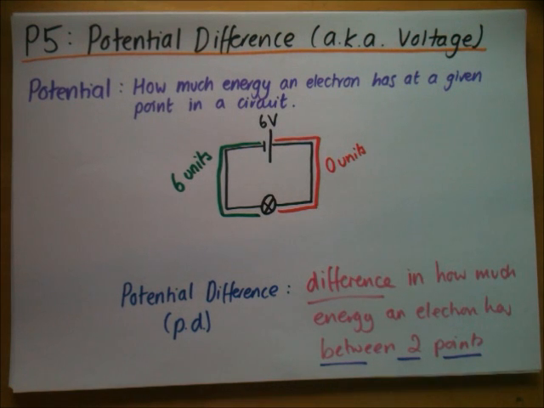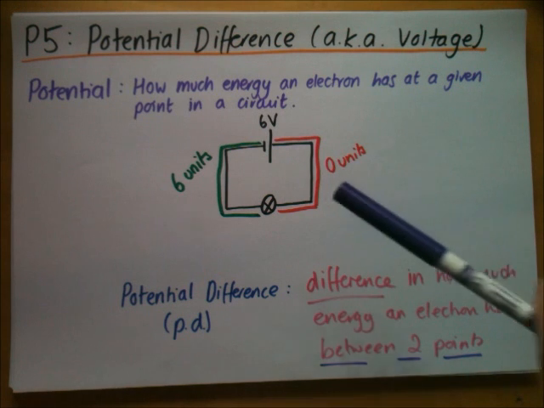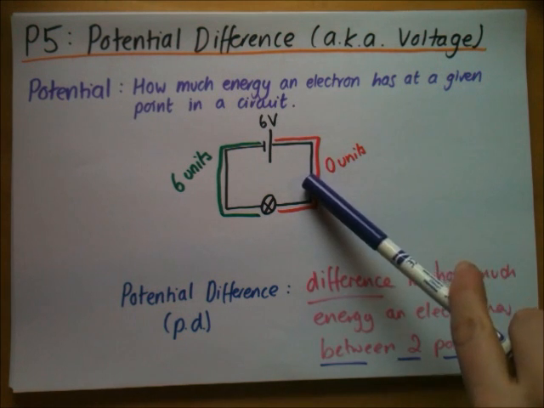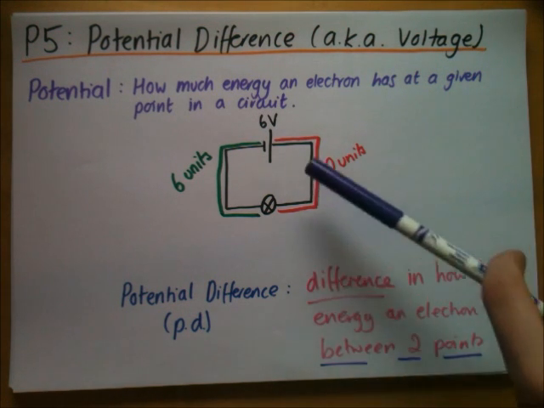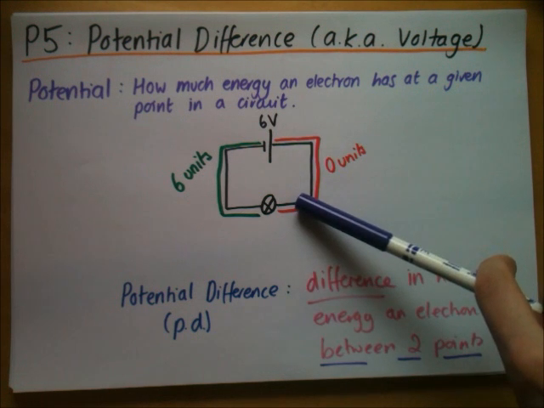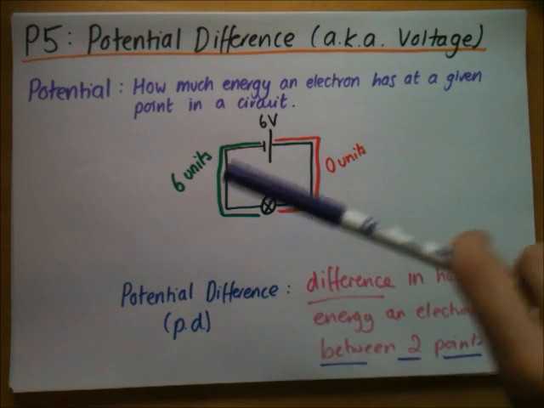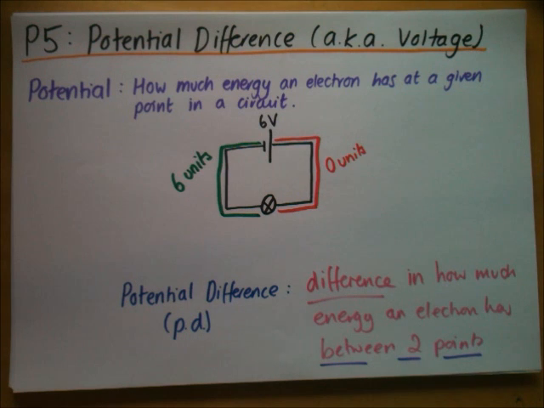is really important because you can't have a potential difference of one place. You can't ask me what's the potential difference of this part of the wire. You have to ask me what's the potential difference between this part and this part, or this part and this part. You have to have 2 points to think about potential difference.